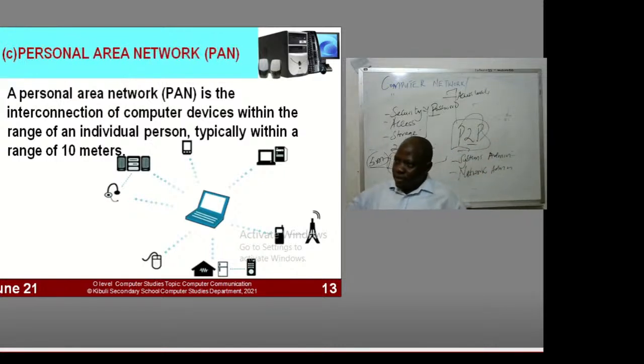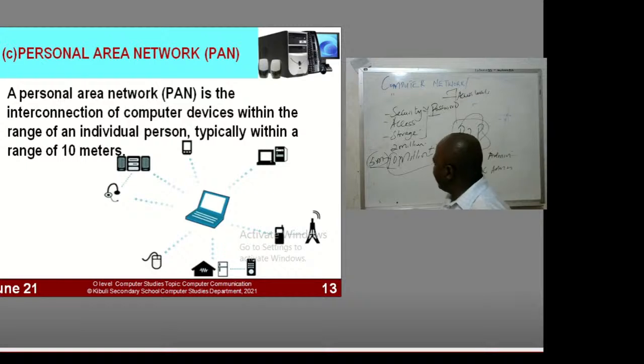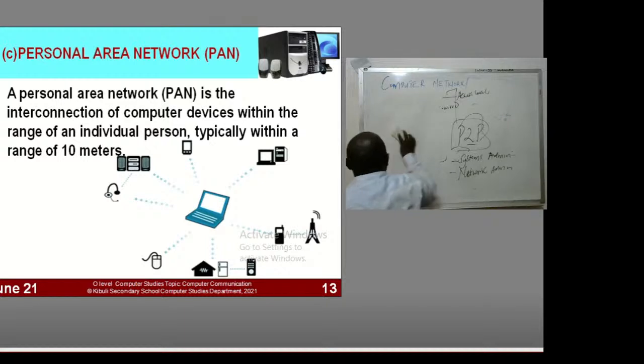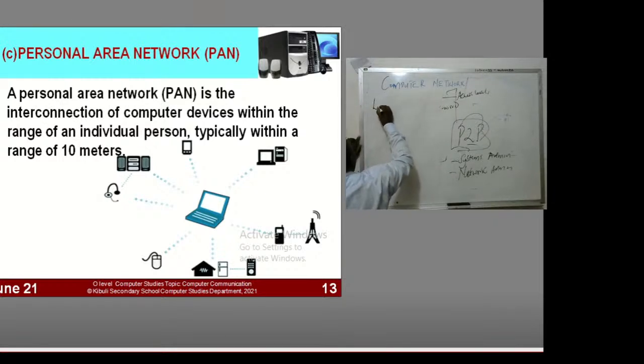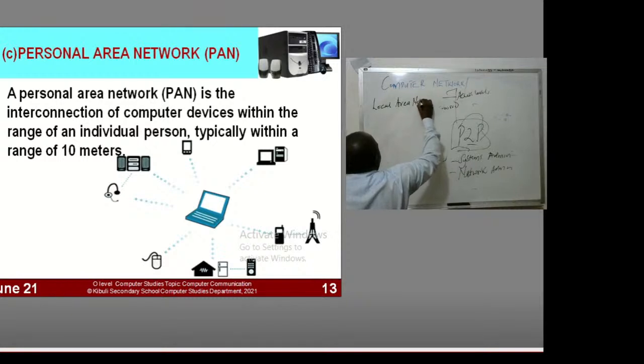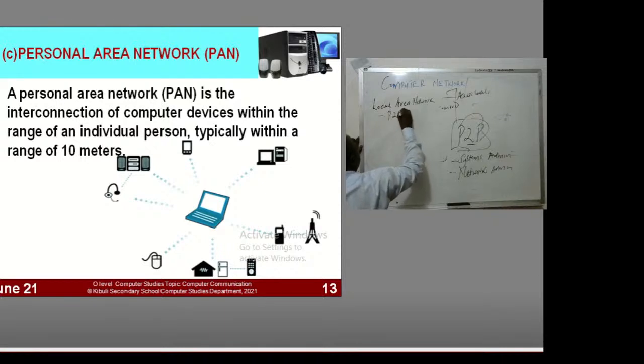One, we looked at LAN, which is the local area network. Within the local area network, we have looked at peer-to-peer, and then we have looked at client-server, the server, then the client.